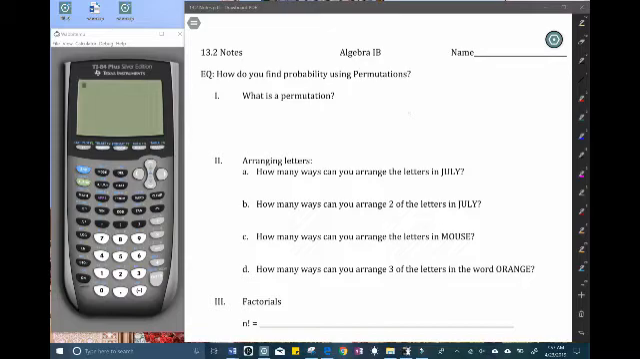Hello, Algebra 1B students, and welcome to a session of notes here on some concept known as permutations. The word itself is kind of challenging to say, but it's really not too hard, I think you will find.